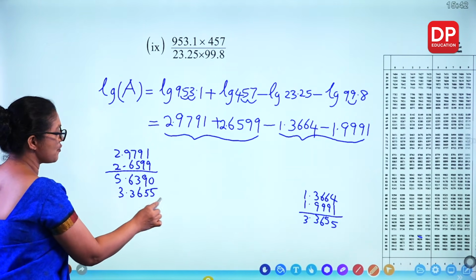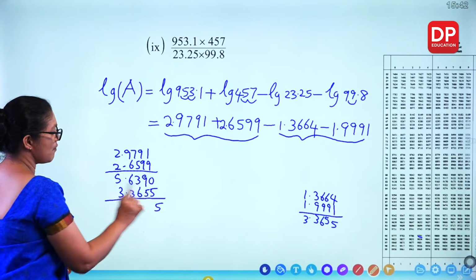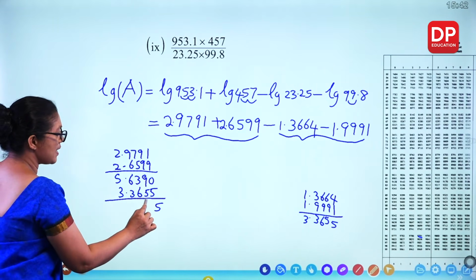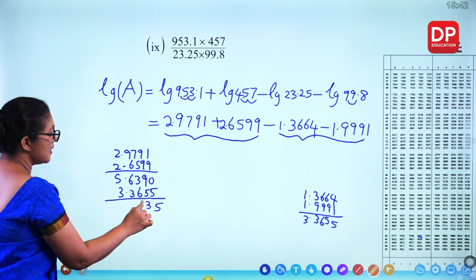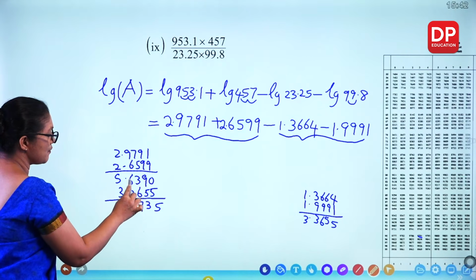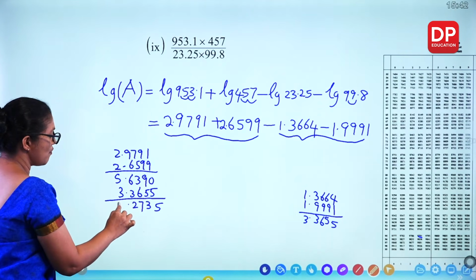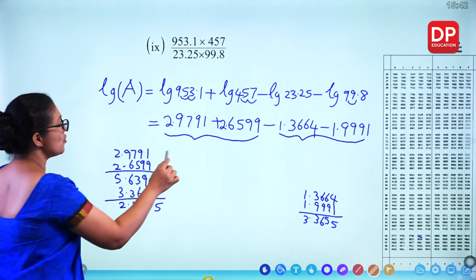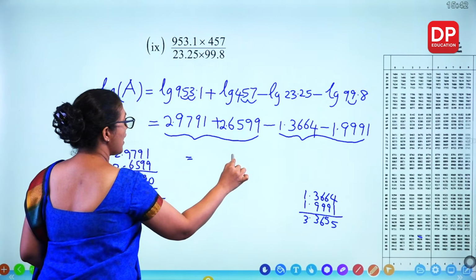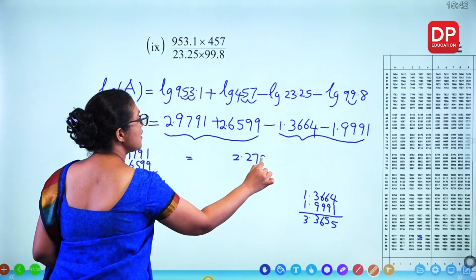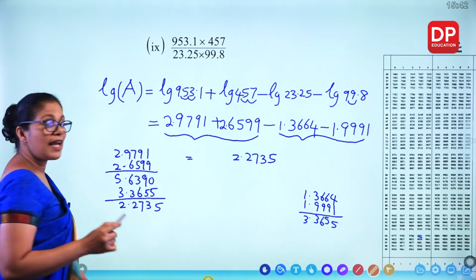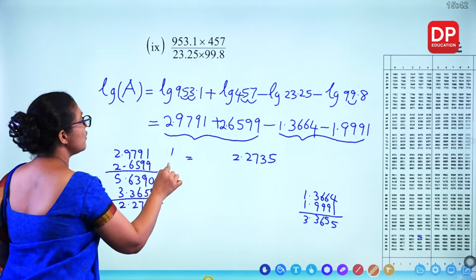So now we'll subtract. 3.3655 subtracted, you get 5 here. 8 minus 5, 3. And 5 minus 3, 2. So you get 2.2735. Now we have to take the antilog to get the value A.